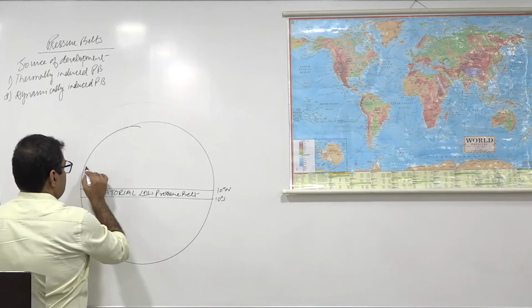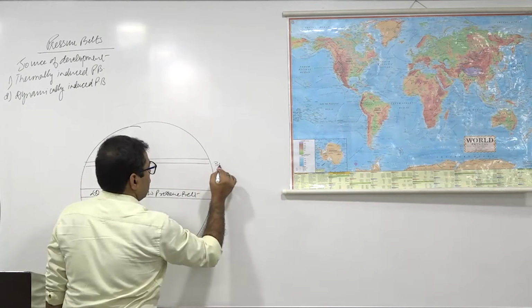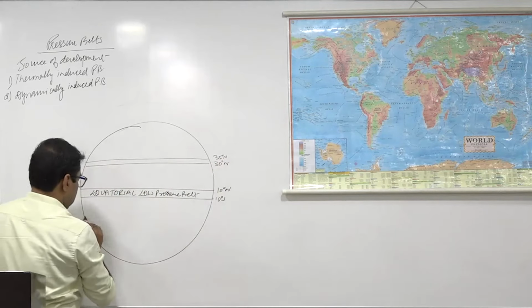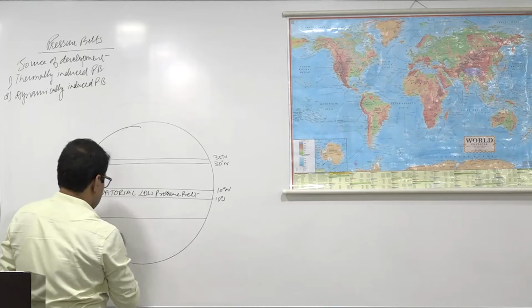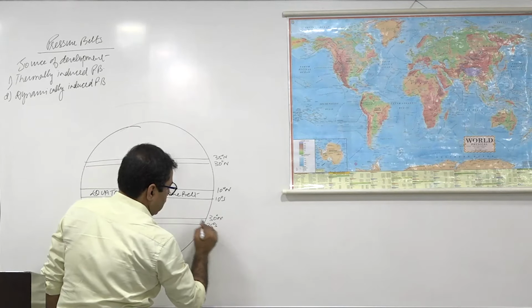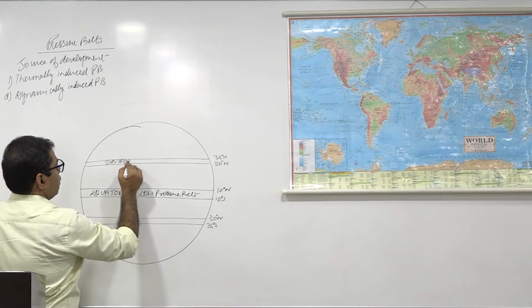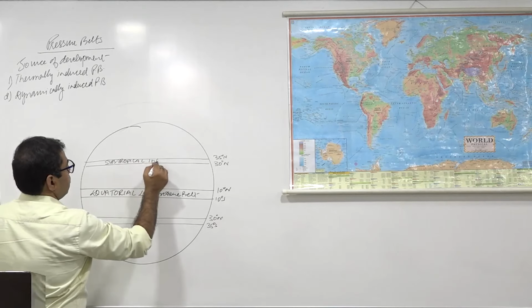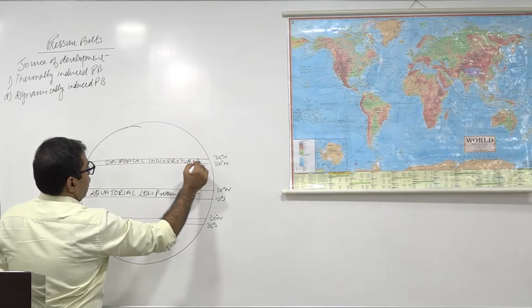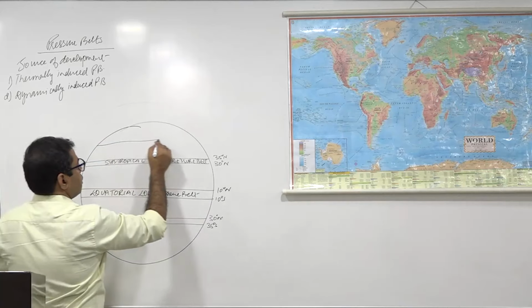Thereafter, at the 30 to 35 degree latitude, north and south, this is the subtropical high pressure belt. Subtropical high pressure belt.